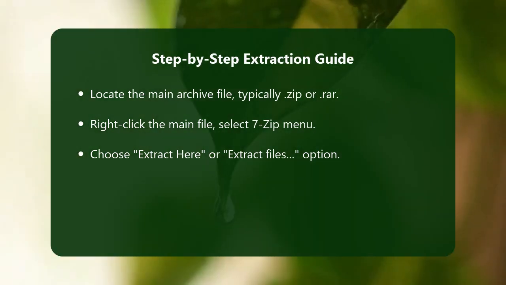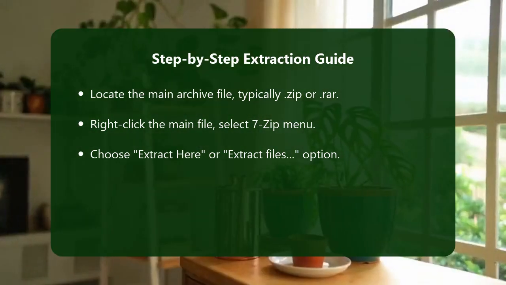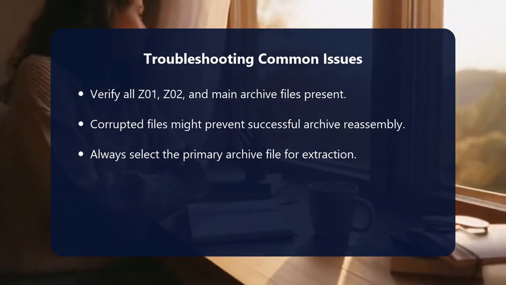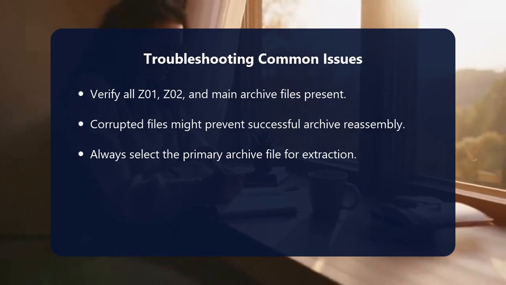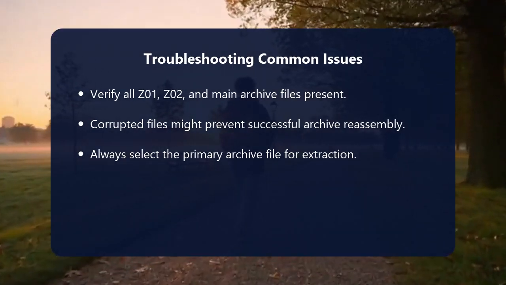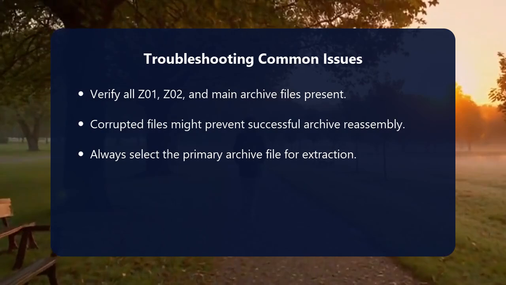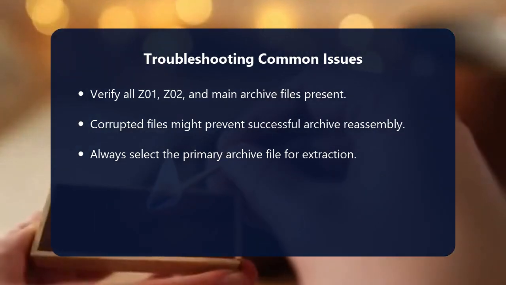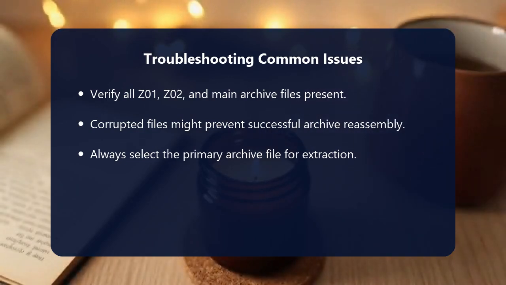Select your preferred option, and 7-zip will automatically detect and reassemble all the Z01, Z02, and other segments, combining them into the original, complete file or folder structure. The process may take some time depending on the size of the archive and the speed of your computer. If you encounter errors during extraction, double-check that all archive parts are indeed present and not corrupted. Sometimes, a download might be incomplete, or a file might have been damaged. If everything is in place and you still face issues, consider re-downloading the entire archive if possible.